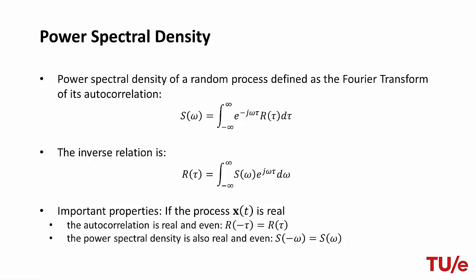The Fourier transform and the inverse Fourier transform presented in this slide operate on the autocorrelation and the power spectral density respectively. There are some important properties for a real random process. The autocorrelation is real and even. Remember that for a stationary signal, the autocorrelation depends solely on the time difference parameter. A change of sign of the time difference is the same as changing the order of the random variables in the joint expected value expression, which does not change the result. So the autocorrelation is real and even. The power spectral density is also real and even.